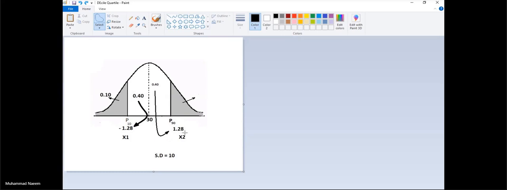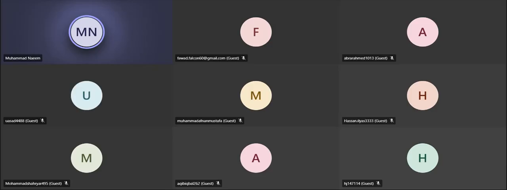This is positive as this is on the right hand side. So convert this point. This point is in terms of z. Remember, convert this point in terms of x. You will get our required answer. Similarly, we can find out the other measures like quartile, decile.